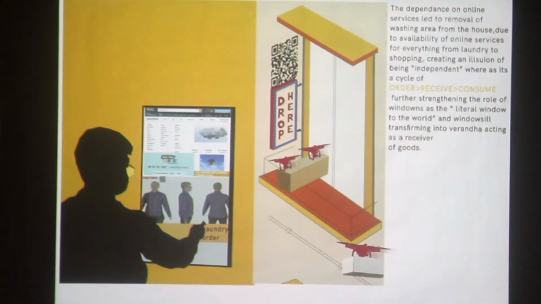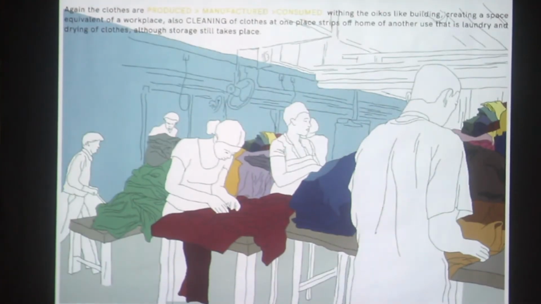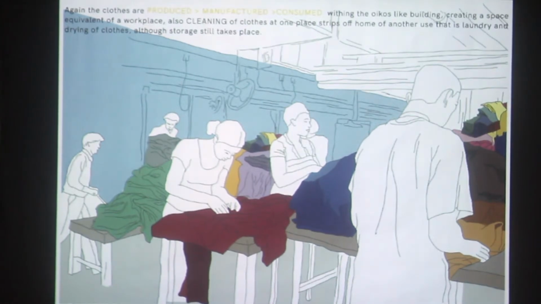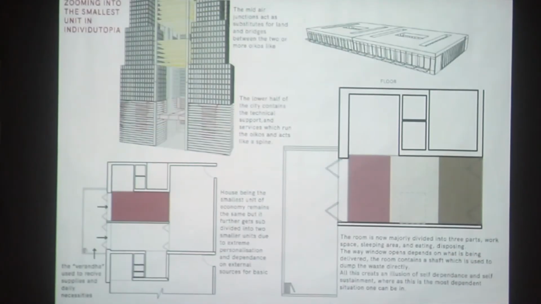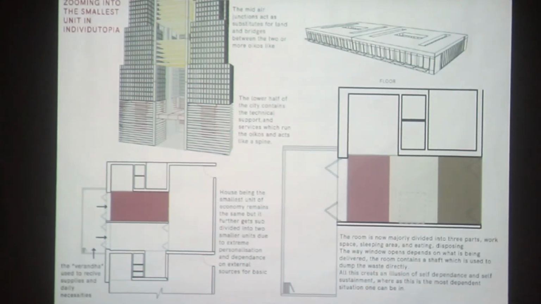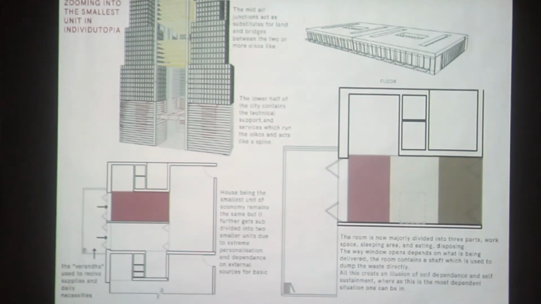The same cases with the clothes. So if you see graphically also, it's just two steps that you see, which are continuous and the same and banal in all of this city. And this is about how they make their own clothes, and the same thing: produced, manufactured, and consumed. So this is zooming into the smallest unit of individualtopia.